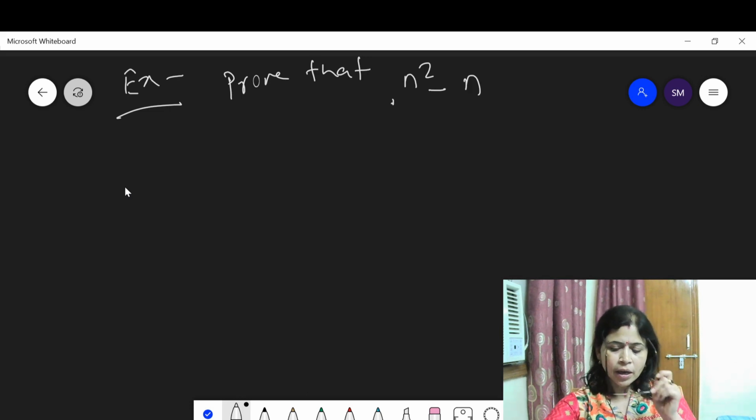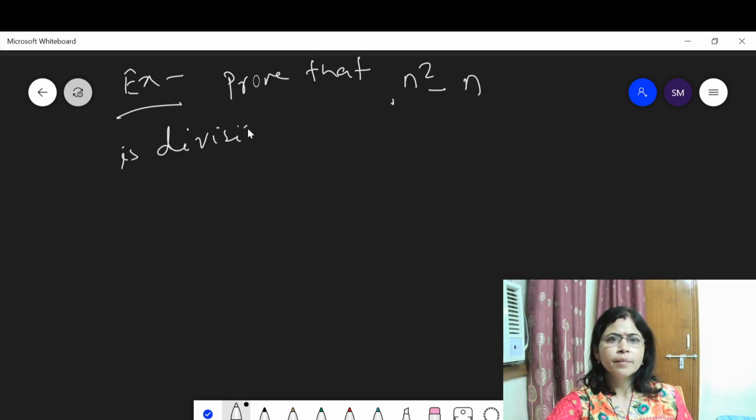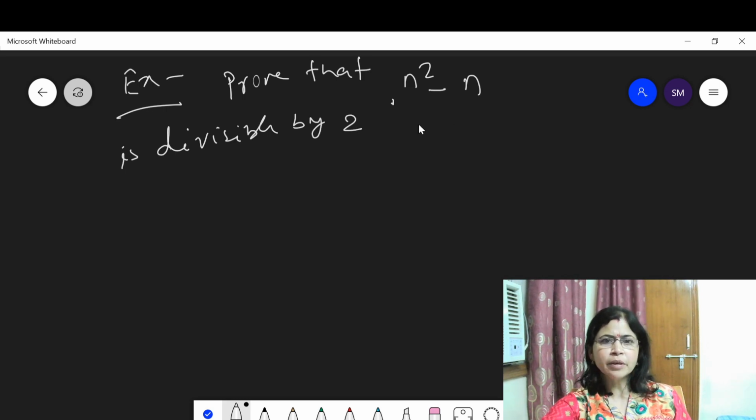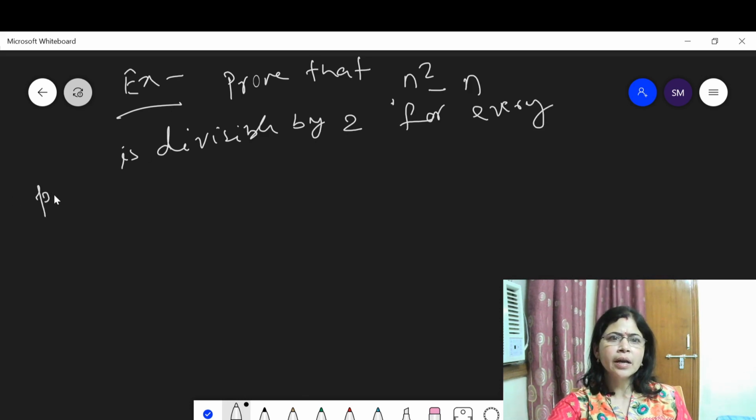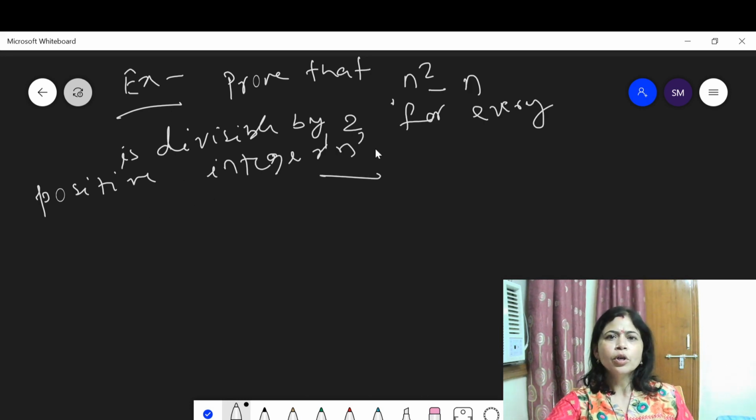Okay. Here prove that n square minus n is divisible by 2 for every positive integer n. N is any positive integer, then we have to show that n square minus n is divisible by 2. Then let us solve.